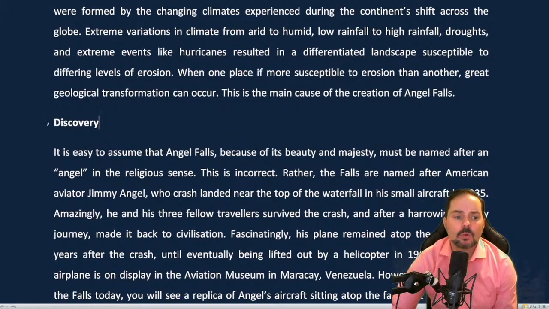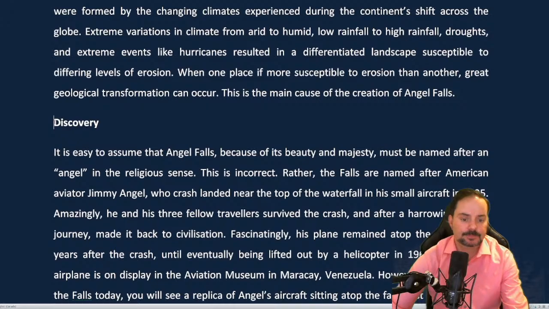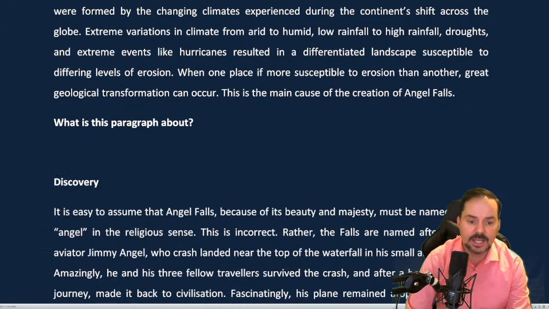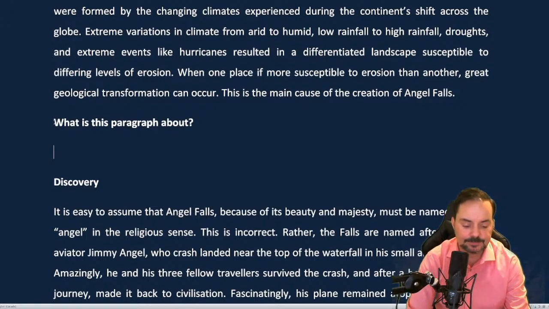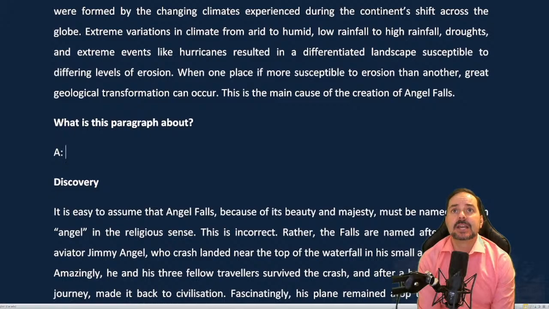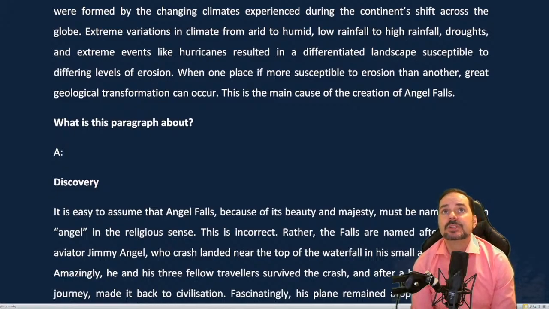Okay, so what is this paragraph about? Again, summarize this in a simple and concise way. Give me the answer for this. David Babayan says geographical characteristics and climatic conditions in this region of Angel Falls. Riza says the Angel Falls location. Mamta says geographical area of Angel Falls. Ritvik says this paragraph is about the geographical and historical aspects of the falls.